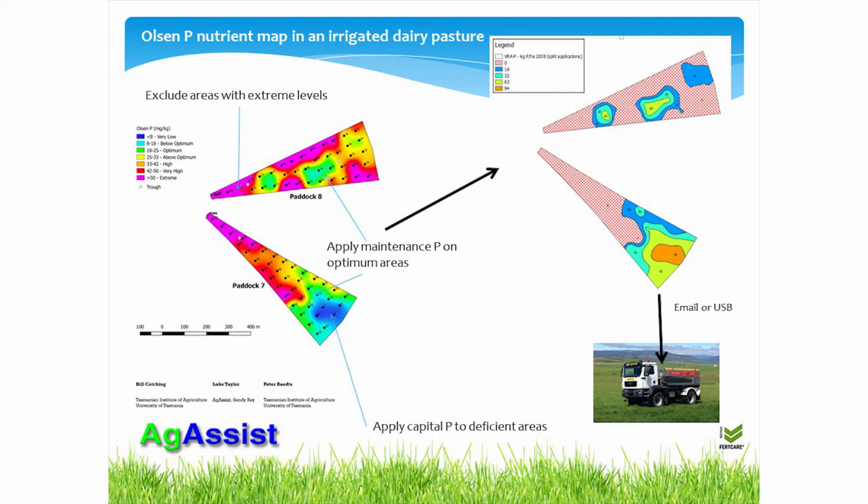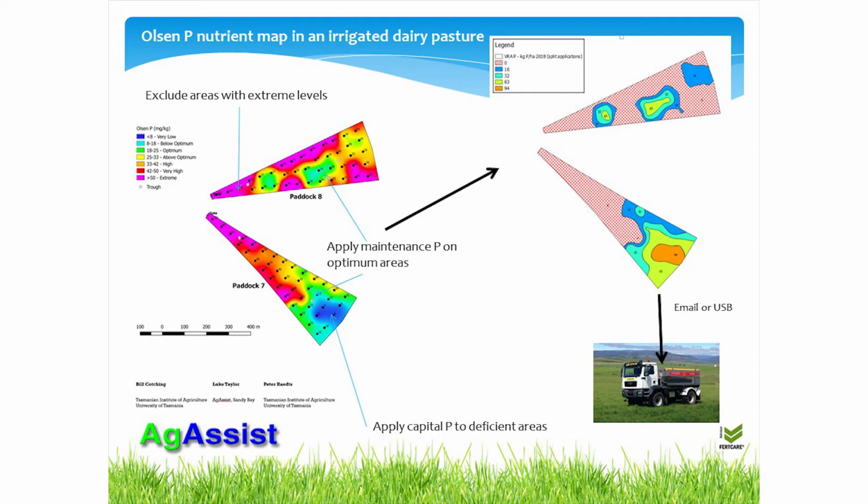It doesn't matter how much phosphorus you put on those areas, you're not going to get any more yield out of them because they're well above the optimum level. But where you start getting those green areas, they're the optimum levels. So we want to really keep those there, maintain those. So what we do is we put on a maintenance application of phosphorus on those areas.